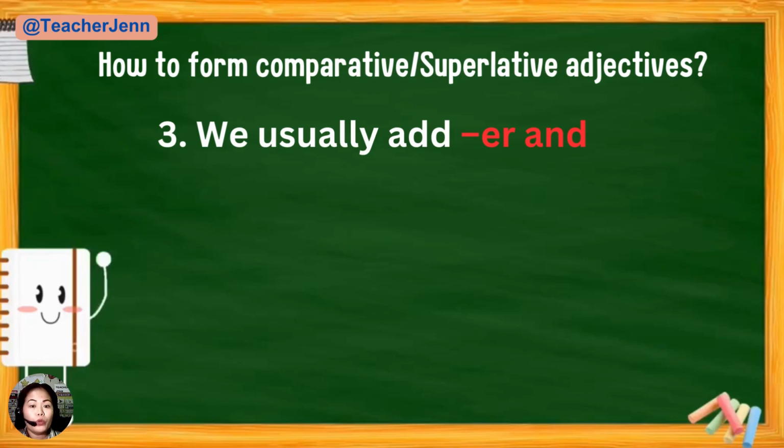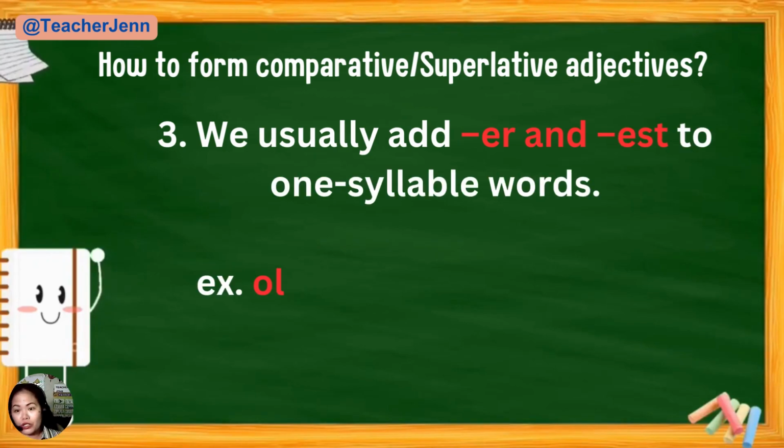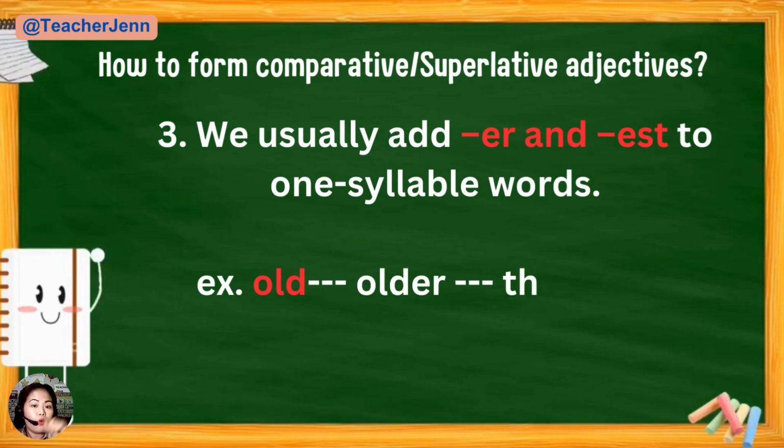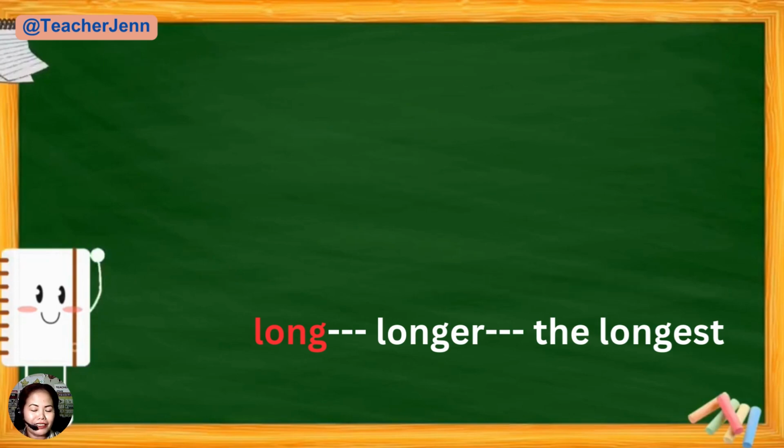Number 3, we usually add er for comparative and est for superlative to one syllable words. Like, for example, old, older, the oldest. Long, longer, the longest.